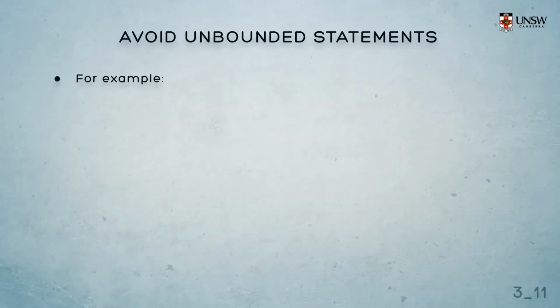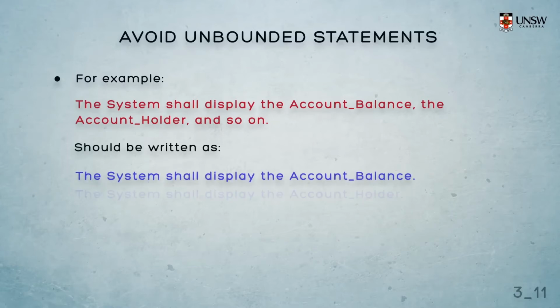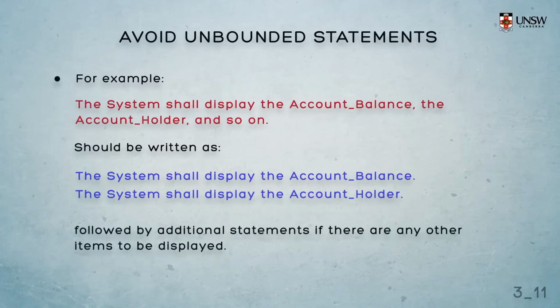So, for example, "The system shall display the account balance, the account holder, and so on" has two problems. First, the list is potentially endless, and the requirements need to be split because of the conjunction. So more correctly, "The system shall display the account balance. The system shall display the account holder," followed by any additional statements if there are other items to be displayed.